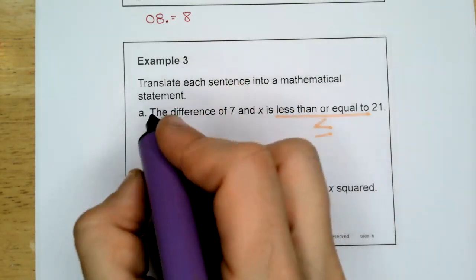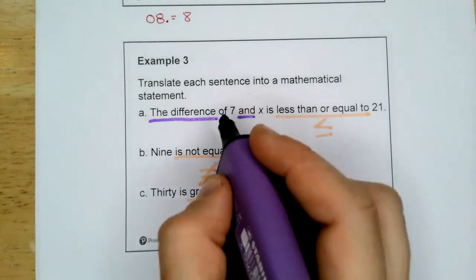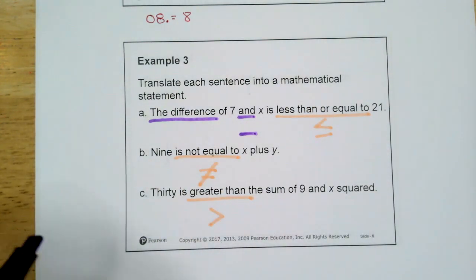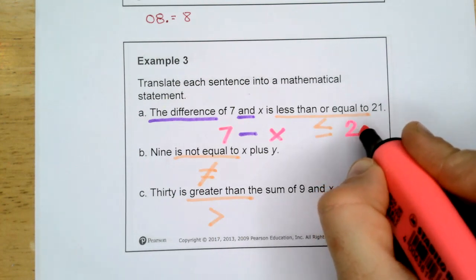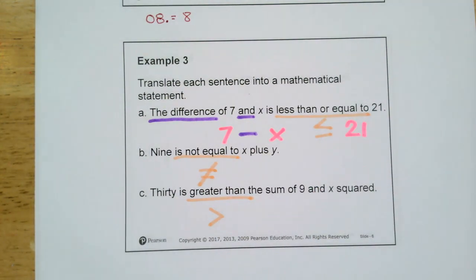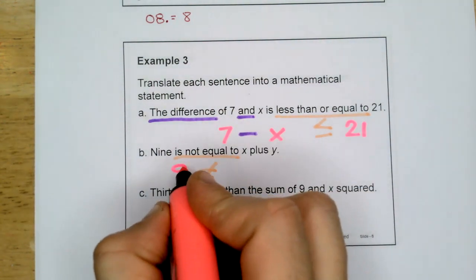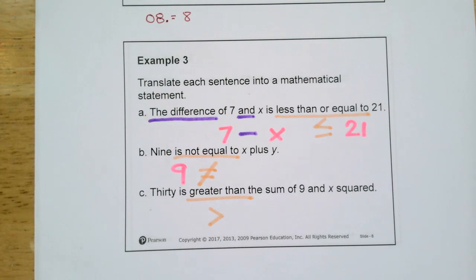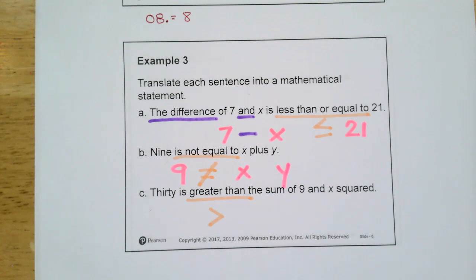The difference of is subtraction, right? The difference of includes the and. The difference of 7 and x is less than or equal to 21. Those are quite simple, so I can just pull them down. 7 is 7, x is x, 21 is 21. 9 is not equal to x plus y. 9 isn't x plus y. Good?